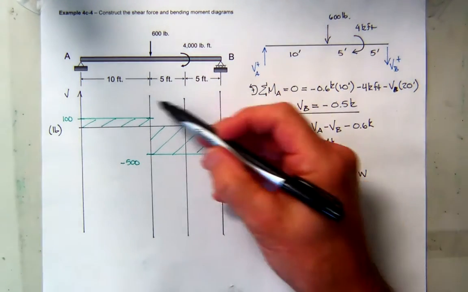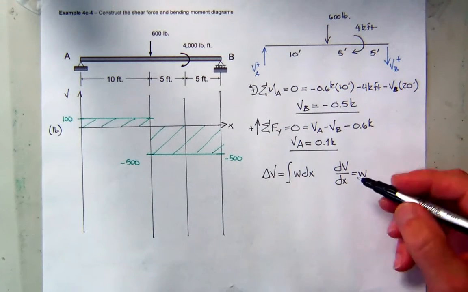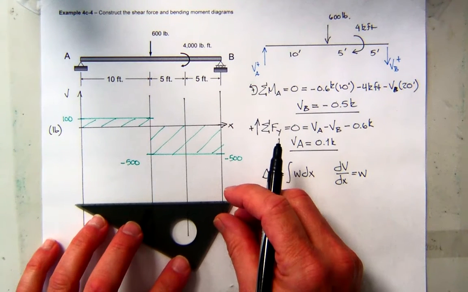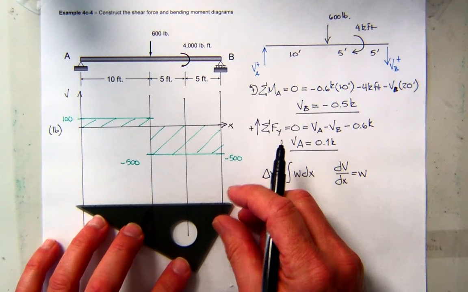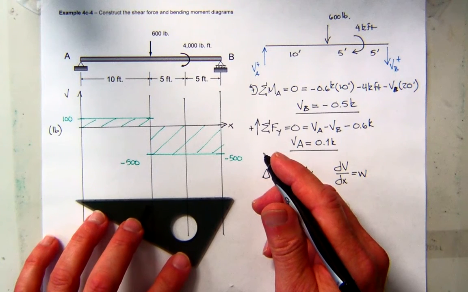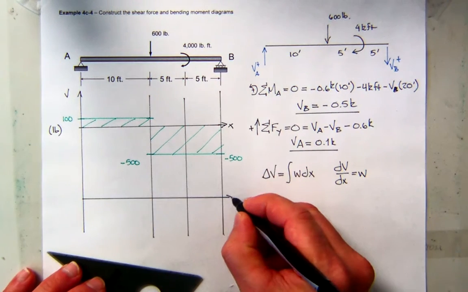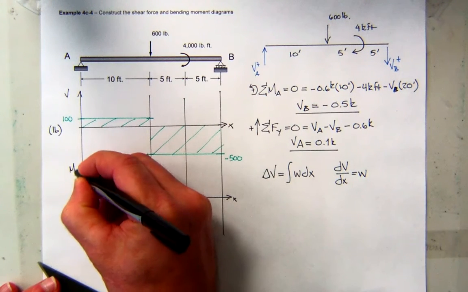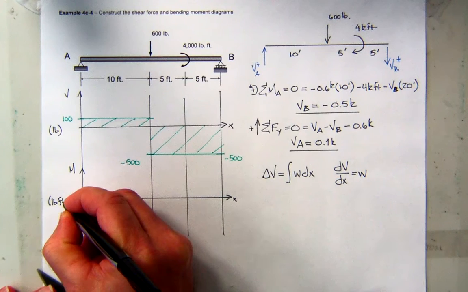So now that we've constructed the shear diagram, it seems to be reasonable. Let's use our relationships to construct the moment diagram. Give myself some room to draw this. So I'll put a positive axis for x on that. I'll indicate what positive moment is, and I'll say my units are in pound feet.